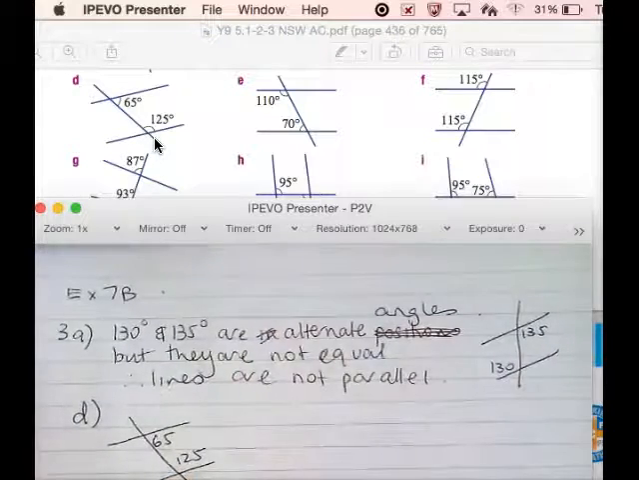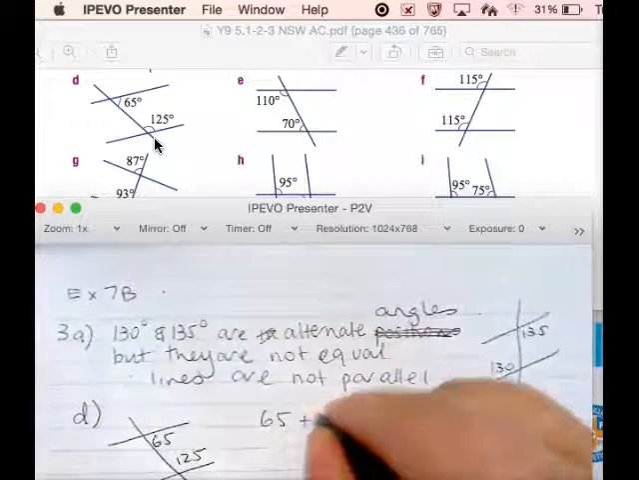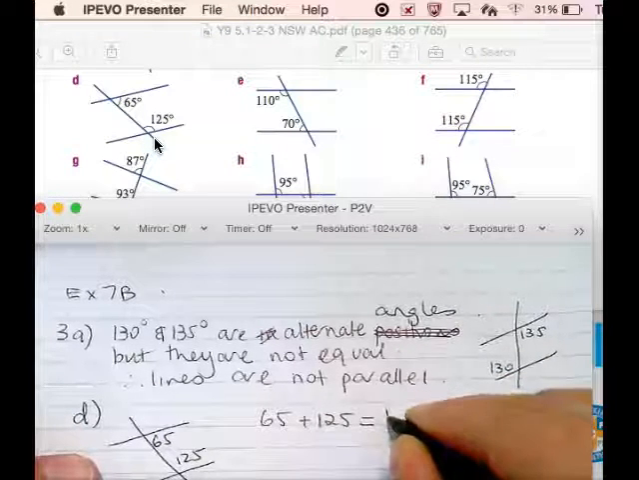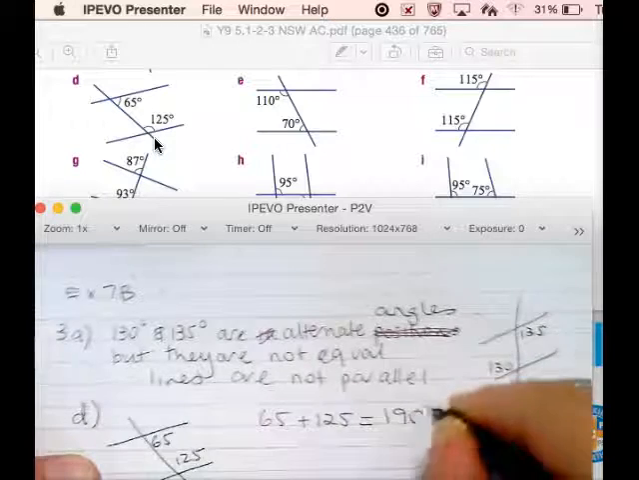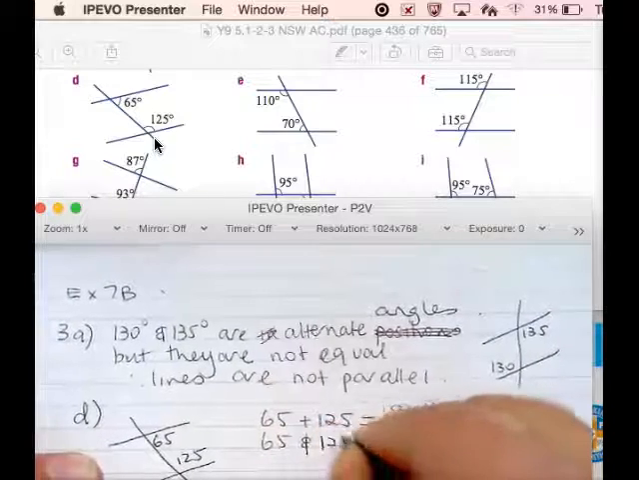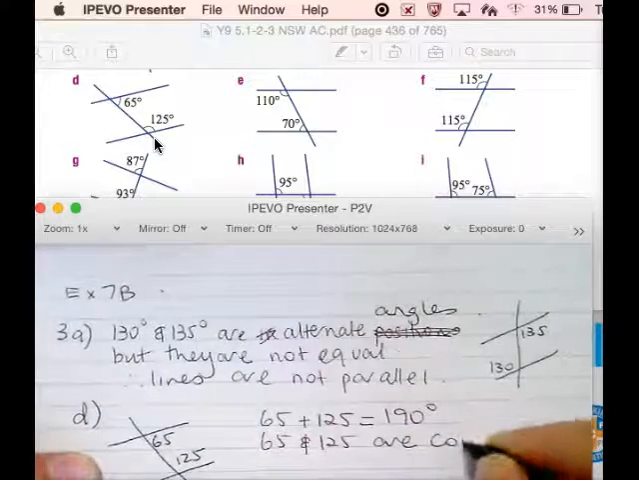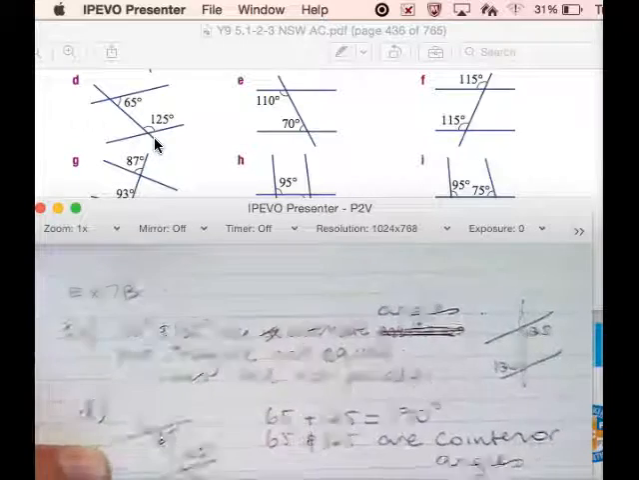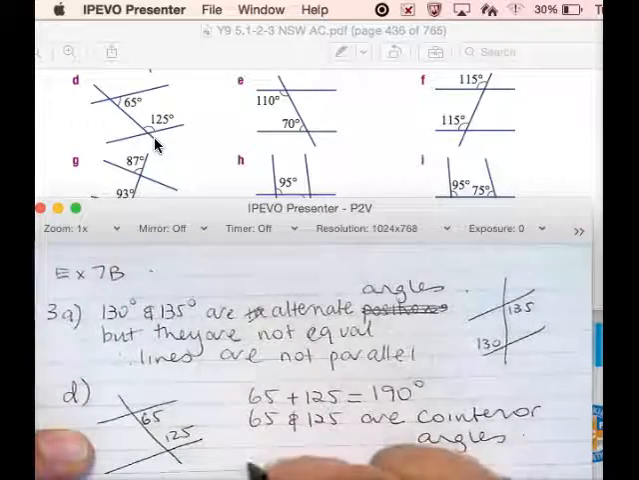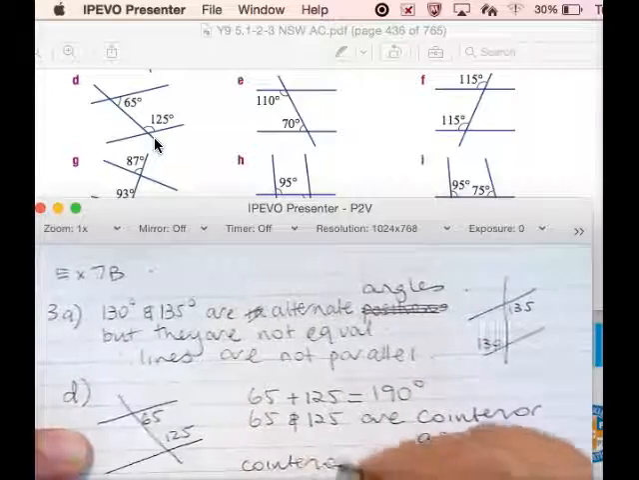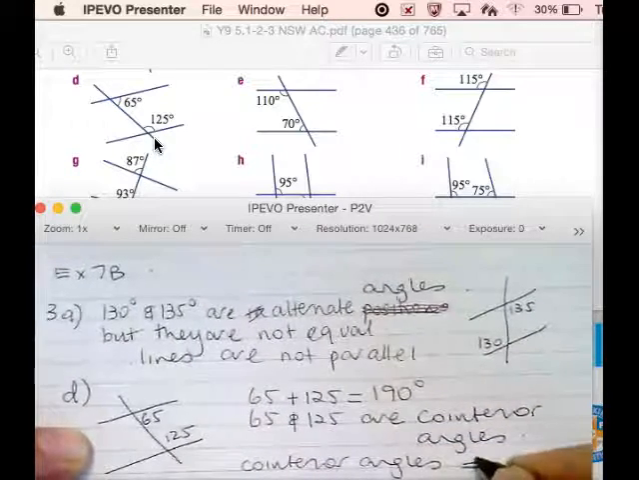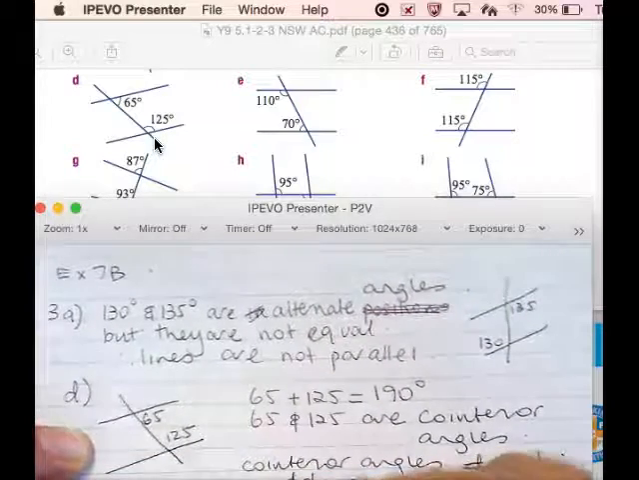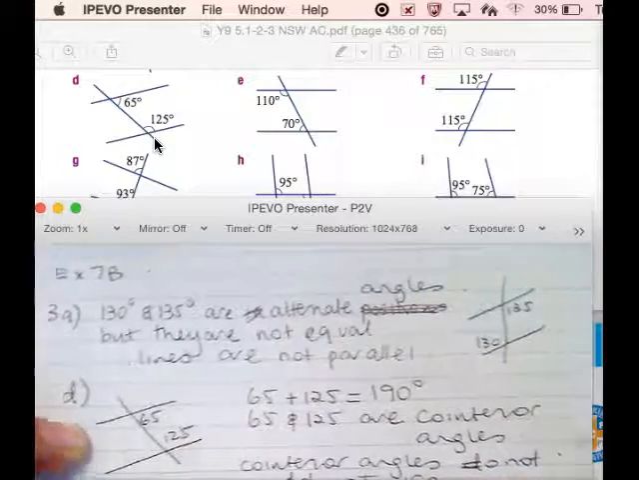What do you do here? 65 plus 125 add up to? No, they don't. 190. And the 65 and the 125 are co-interior angles. Are the lines parallel? So the co-interior angles do not add up to 180. Therefore, the lines are not parallel.